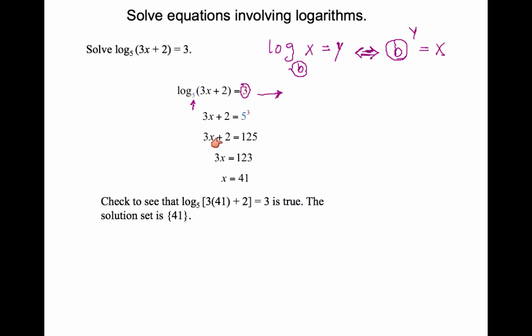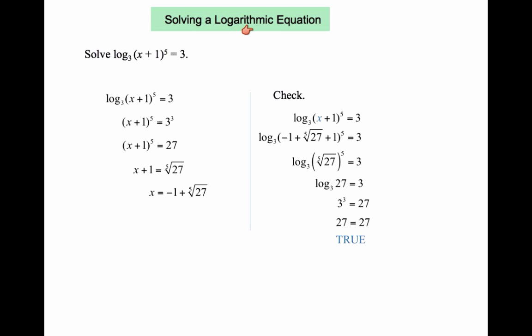5 cubed is 125. To isolate x, I'm going to subtract 2 from both sides of the equation. That becomes 123. Divide both sides of the equation by 3. There it is, 41. Check to see that log of 3 times 41 plus 2 is equal to 3. It's true. So the solution is 41.